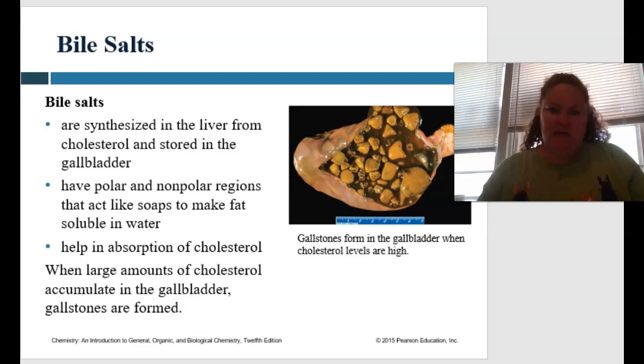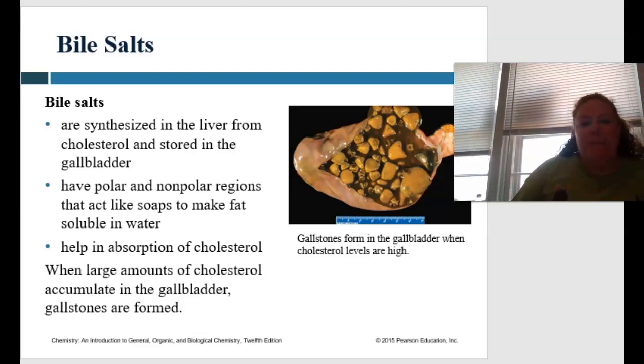Okay, starting to close up the chapter. Let's talk about bile salts. Bile salts are synthesized, or made, in the liver from cholesterol and stored in the gallbladder. They have polar and nonpolar regions that act like soaps to make fat soluble in water. They help absorption of cholesterol.